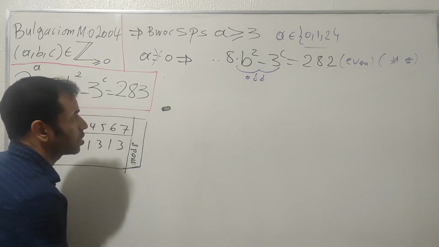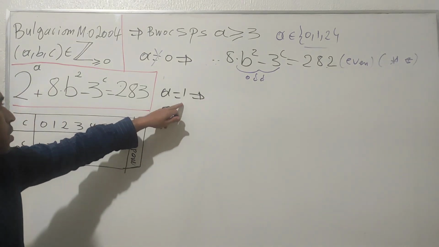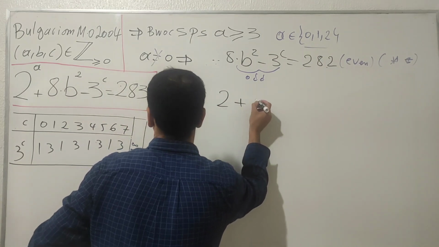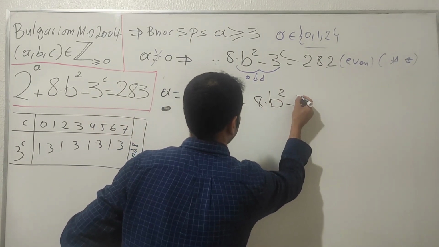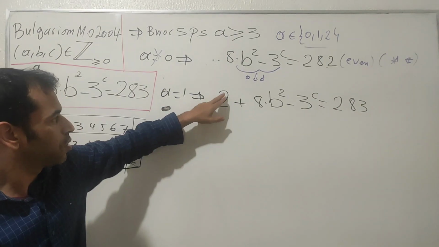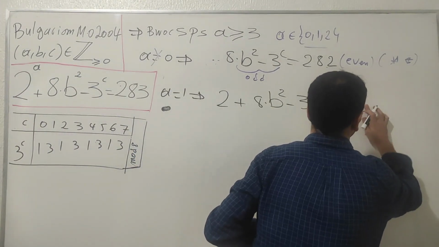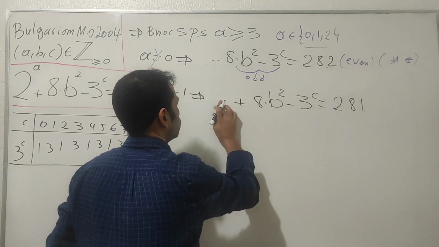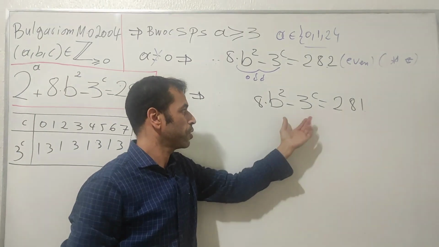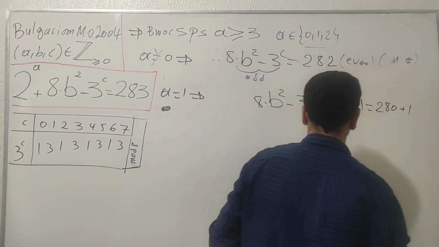Let's move on to the next case, when we have a equals 1. I'm going to do the same thing, replacing the value of a here. I get number 2 plus 8 multiplied by b squared minus 3^c, which equals 283. Then subtracting number 2 from the left and the right, I will be left with 281 here. Now I'm going to do a little job here. We know this 281 is the same as 280 plus number 1.